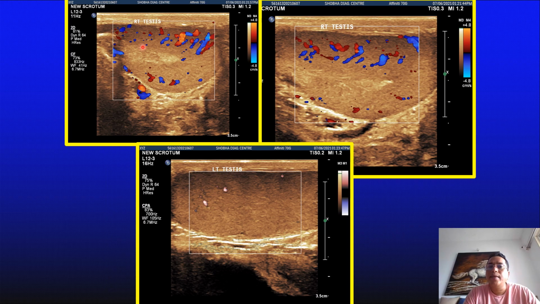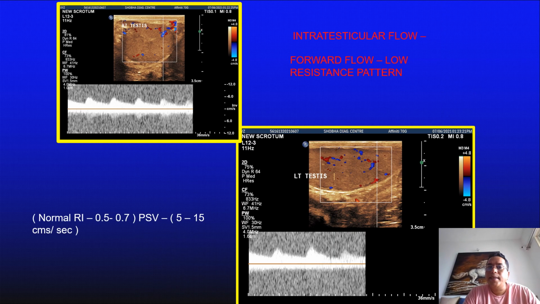This is the way you're going to evaluate the parenchymal flow which is seen on color, and this is basically the pattern I was describing: intratesticular flow is always very important. The testes always receive flow during the diastolic state of the heart, so you will always get a typical seesaw pattern, a forward flow pattern, or a low resistance pattern in the testes. Typically, like an umbilical artery spectrum, you will see a low resistance waveform throughout the diastole.